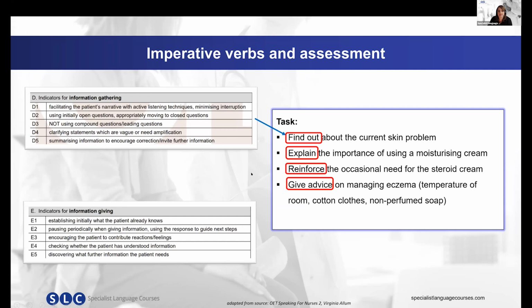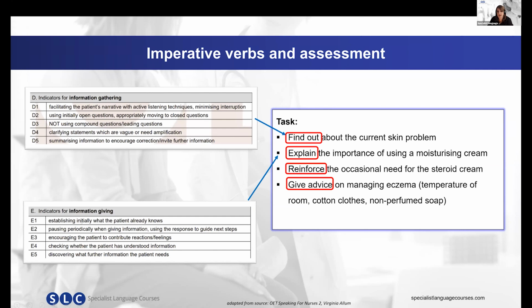It also links to information giving. So when you're explaining or when you're giving advice, when you're reinforcing, you are giving information. So you need to make sure that you do this in a clear, methodical way by using pauses and encouraging the patient to contribute and making sure that you check the patient has understood.